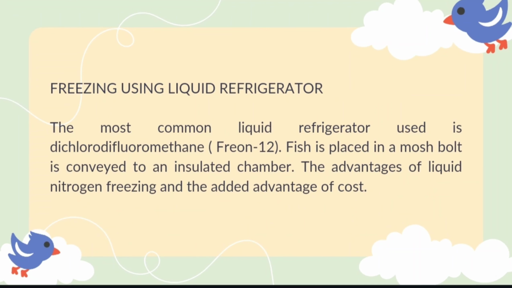Freezing using liquid refrigerant. The most common liquid refrigerant used is dichloromethane or refrigerant-12. Fish is placed in a mesh bowl and conveyed to an insulated chamber. The advantage of liquid nitrogen freezing is the added advantage of cost. The liquid refrigerant in the evaporator changes into vapor, absorbing the heat energy from the cabin air.